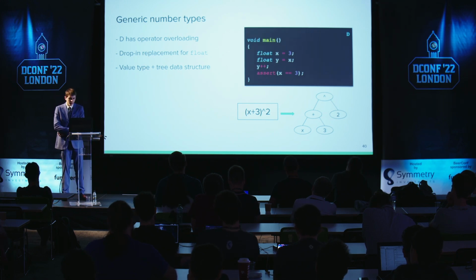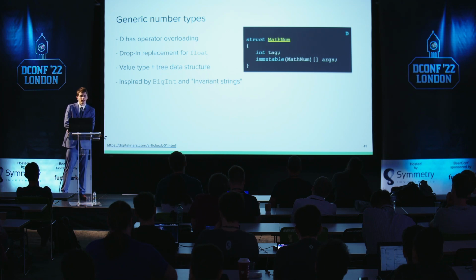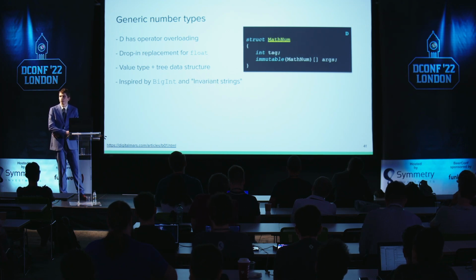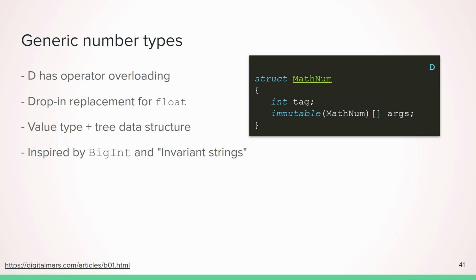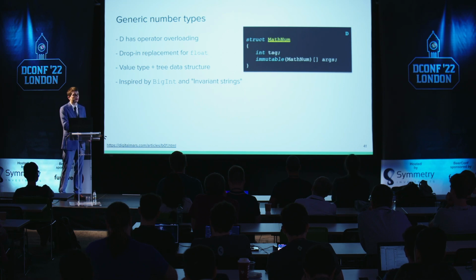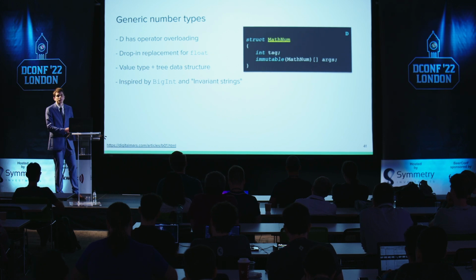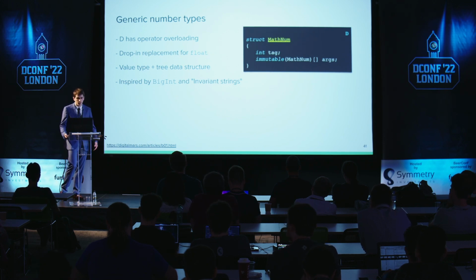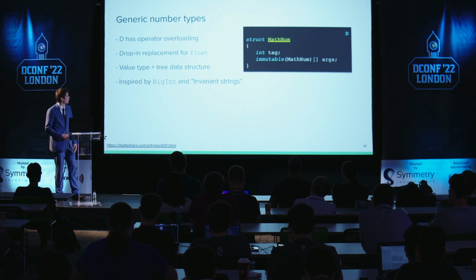But D actually has a solution for this, and this was inspired by big integer in the standard library and the invariant strings, the Digital Mars article, which talks about why a string is an immutable char array. By using immutable on the element type, you are guaranteed there's no mutable aliasing. So you can just implicitly convert a const math number to a mutable one. And that helps it really feel like you're just using a simple 32-bit float, but it's actually secretly a big complex tree object.